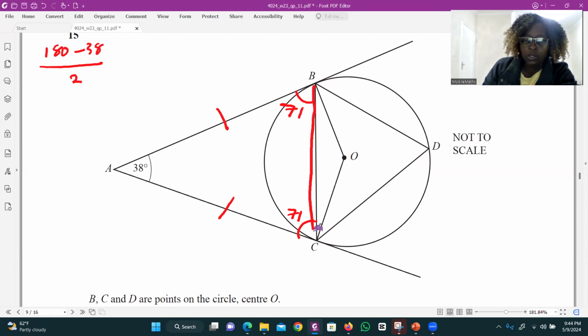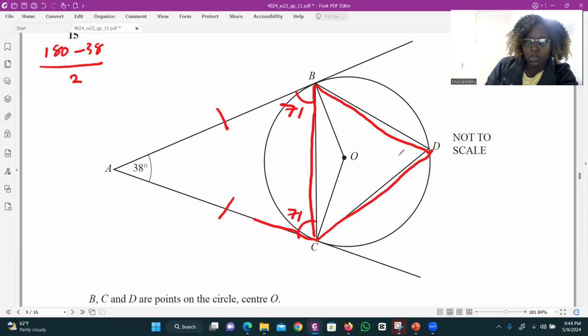Exterior angle is equal to opposite interior angle. This is my interior angle that I'm talking about, and this is the angle that I'm talking about. So this angle is equal to this angle. So this is also 71. Then the angle at the center here is twice the angle at the edge there.